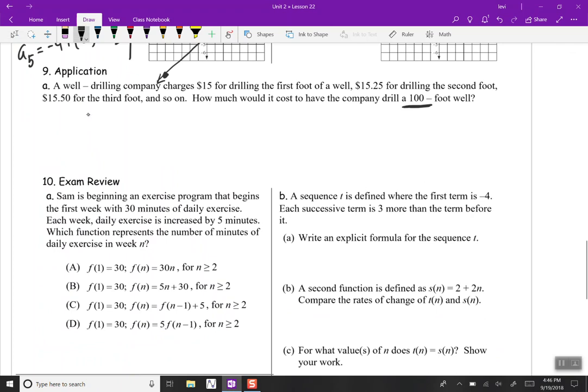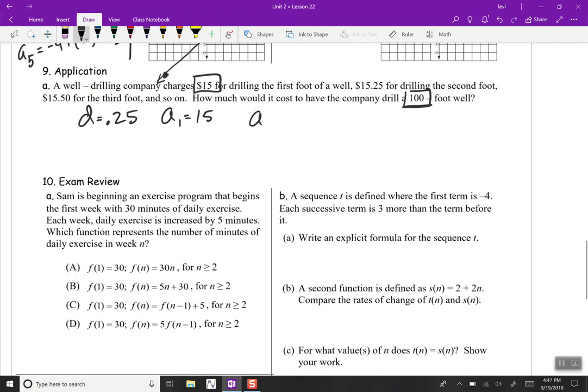So what's our common difference? Our common difference is not 15, it's 25 cents, right? 0.25. Our first term is 15. And so we want to go to 100, so we want to find the 100th term.